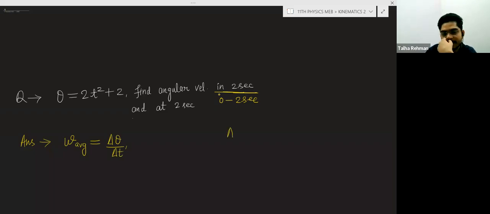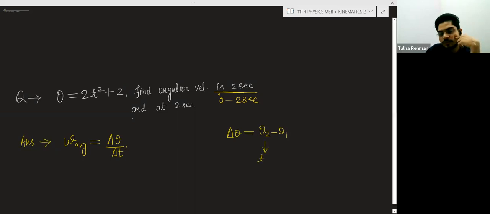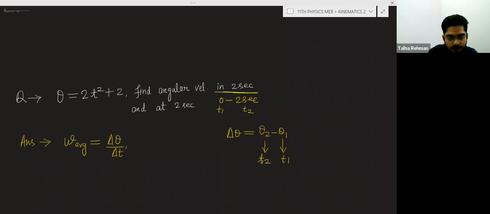What is the meaning of delta theta? It is the change in theta, which you can write as theta 2 minus theta 1. Theta 2 is theta at T2, and theta 1 is theta at T1. Starting time is T1, finishing time is T2. So from T1 to T2 you have to find the angular velocity. Now first find theta 2.